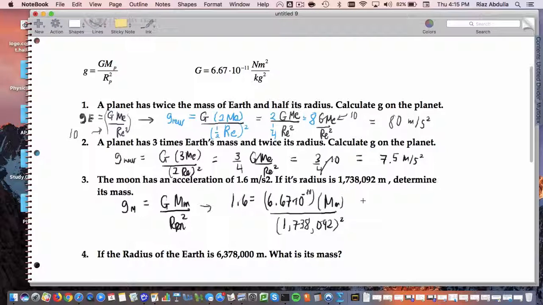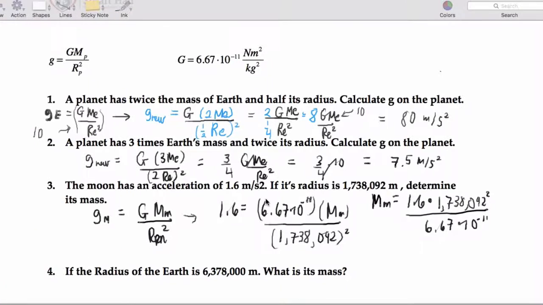Let's be careful when we isolate. So the mass of the moon is going to equal 1.6 times 1,738,092 squared divided by 6.67 times 10 to the negative 11th. When we work that out, we'll end up getting 7.2 times 10 to the 22nd kilograms.